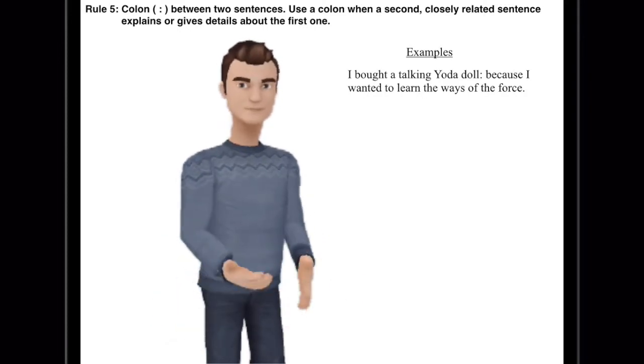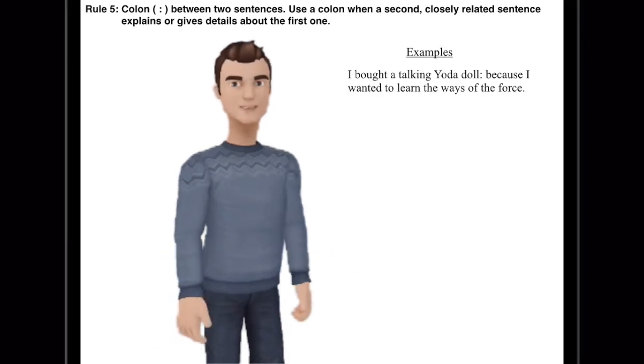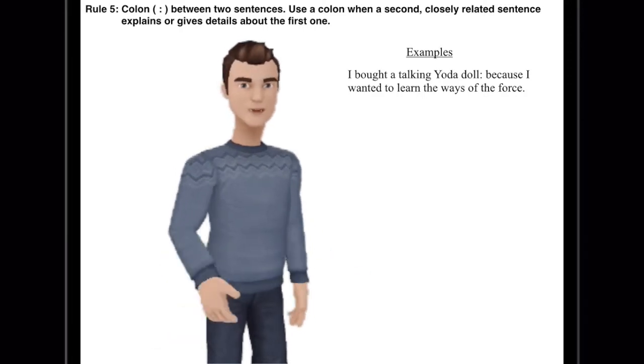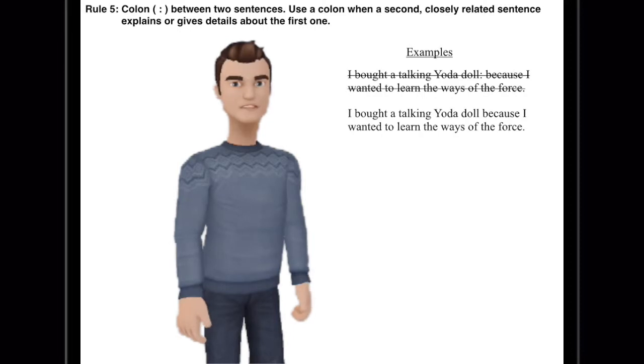ways of the Force." Now the problem with this is that you cannot use a colon with an independent clause on one side and a dependent clause on the other side. So that one's not going to work. In order to make that sentence work, we just need to get rid of the colon.